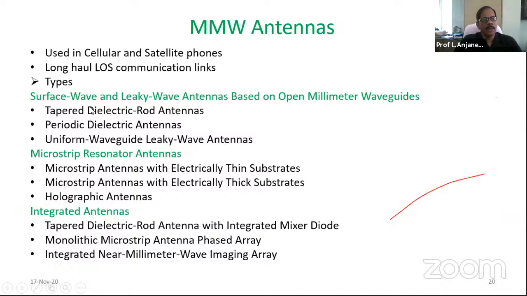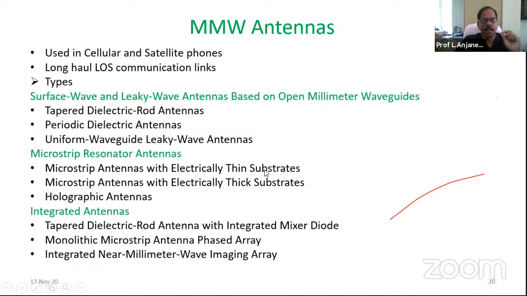For millimeter wave applications, which work based on the surface wave or leaky wave principle, these materials are used, and similarly, microstrip is also used. As I told you, they are called microstrip resonator antennas at millimeter wave. In this, we have microstrip antennas with electrically thin substrates.